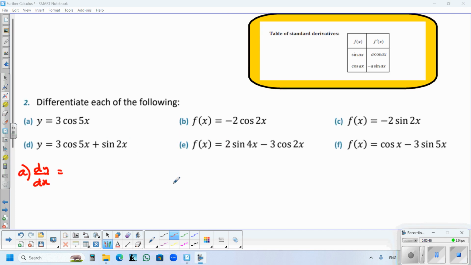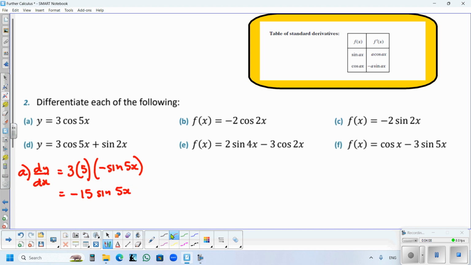All of these ones are similar. We've got the number in front of x, so that first one, part A, we'll leave the 3. We know there's a 5 in front of that x, so it becomes 5 times 3, and the derivative of cos is minus sine, so it's minus sine 5x. So tidy all of that up, gives us minus 15 sine 5x.